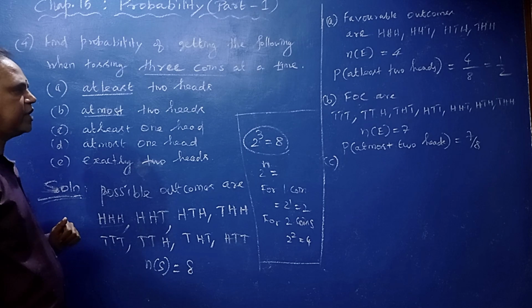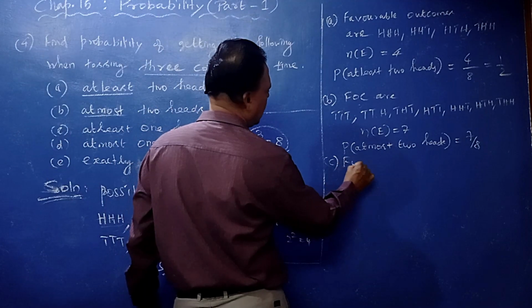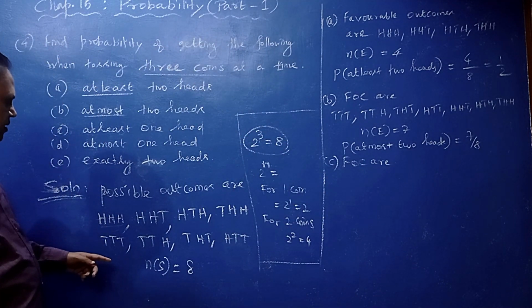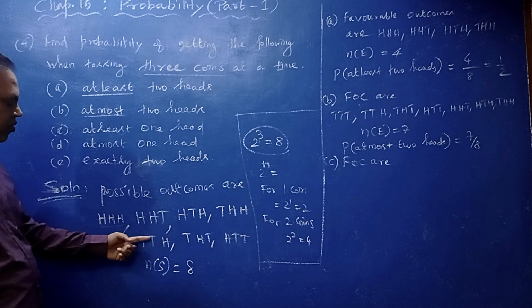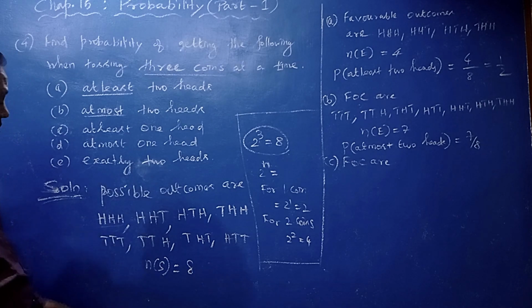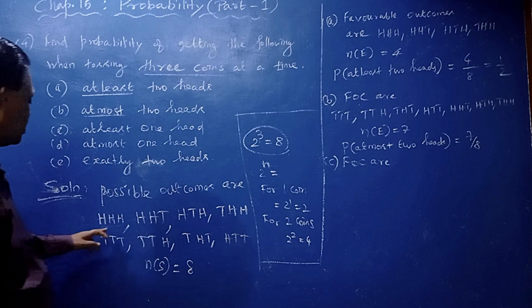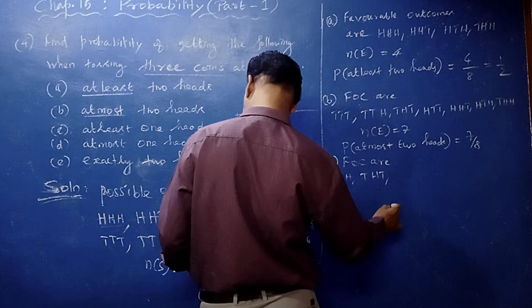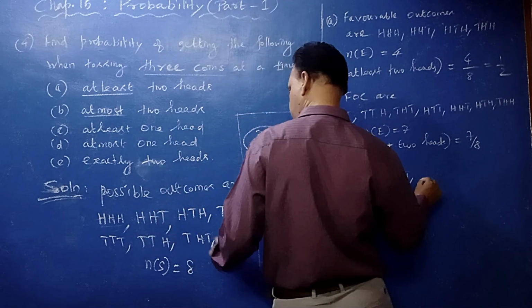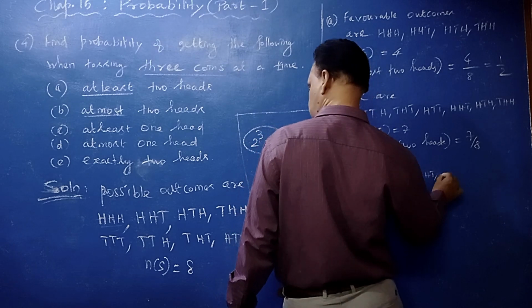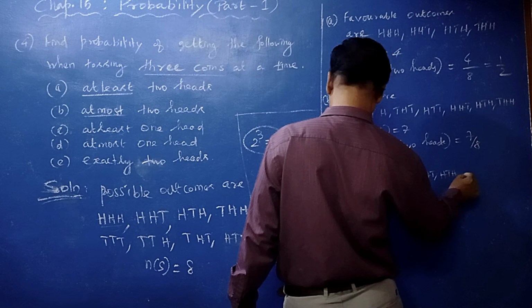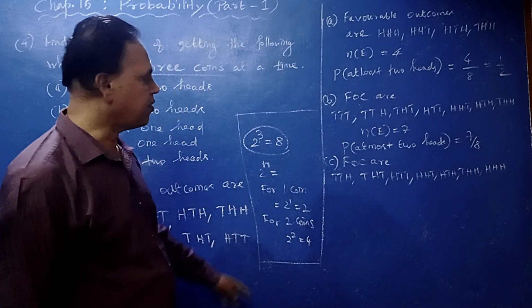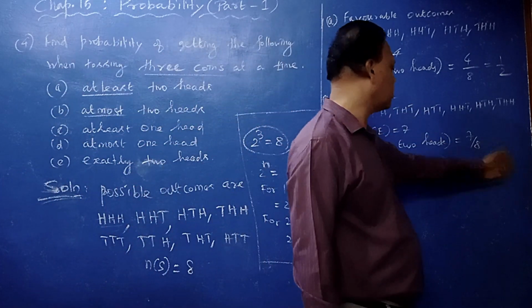At least 1 head. At least 1 head means the favorable outcomes are those where minimum one head should be there. Maximum three heads also will be there. So minimum one head means all will come except zero head, right? Except zero head. So TTH, THT, HTT, then HHT, then HTH, then THH, then triple H.